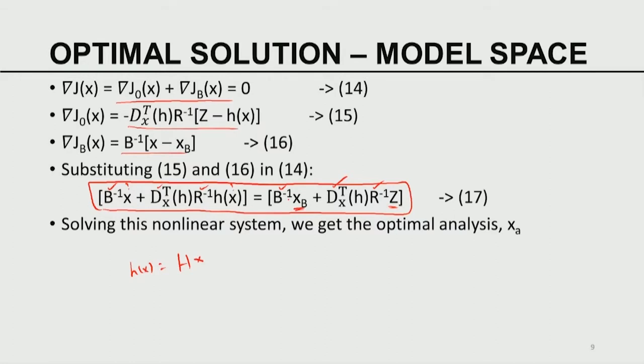In principle, 17 is a nonlinear algebraic system whose solution gives you the optimal analysis. If it is a nonlinear algebraic system, the only way to solve it is by numerical methods. So there are tons of numerical methods one knows to solve 17.